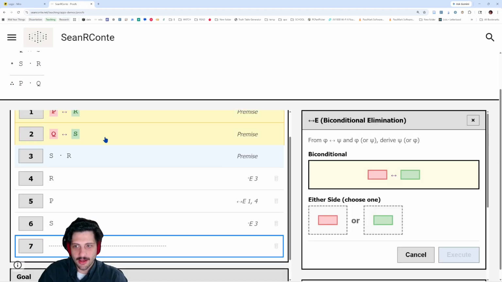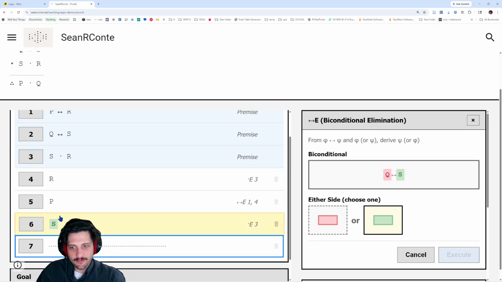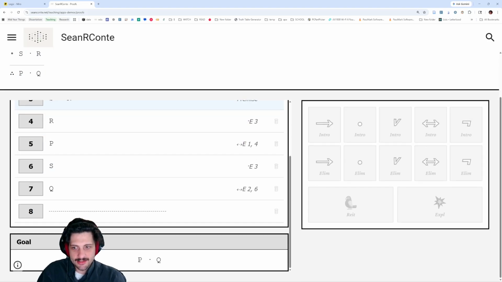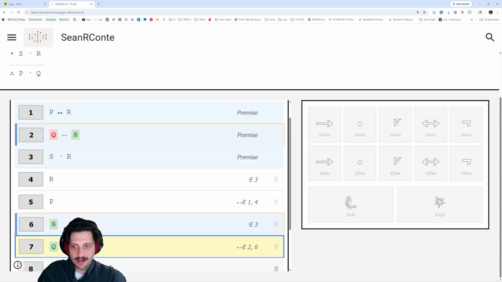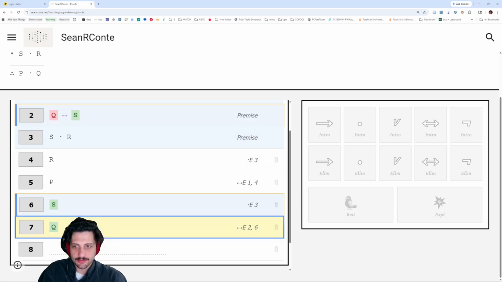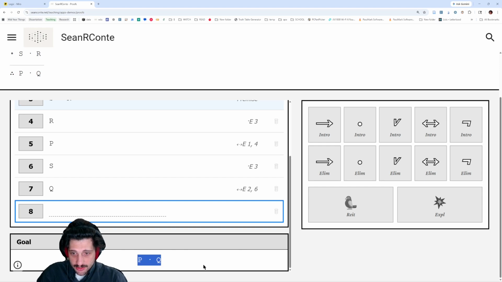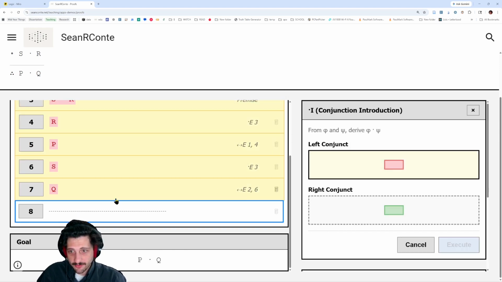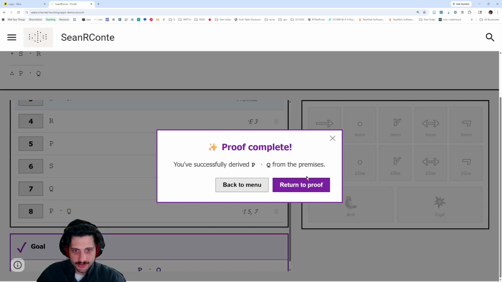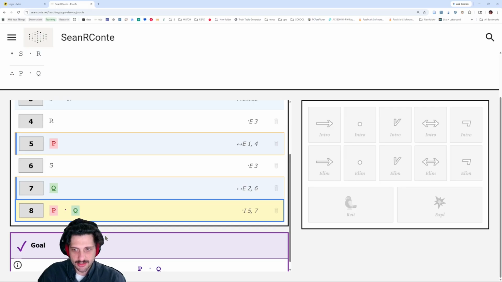I can say, okay, I've got if Q then S, I've got the right-hand side over here, that's S, and that's what gives me Q. And so now, look at that, I've matched what I need to match. So to finish it off, I just need to get P and Q together. I'm going to say my left-hand side needs to be P, my right-hand side needs to be Q. And so I execute, and I get P and Q together.